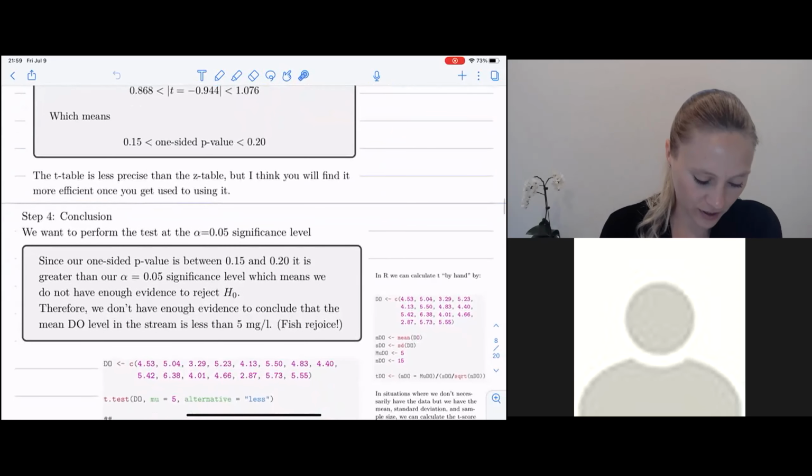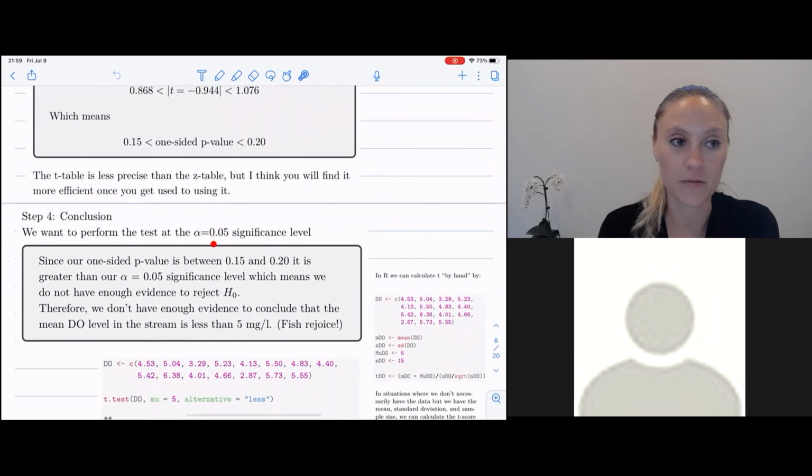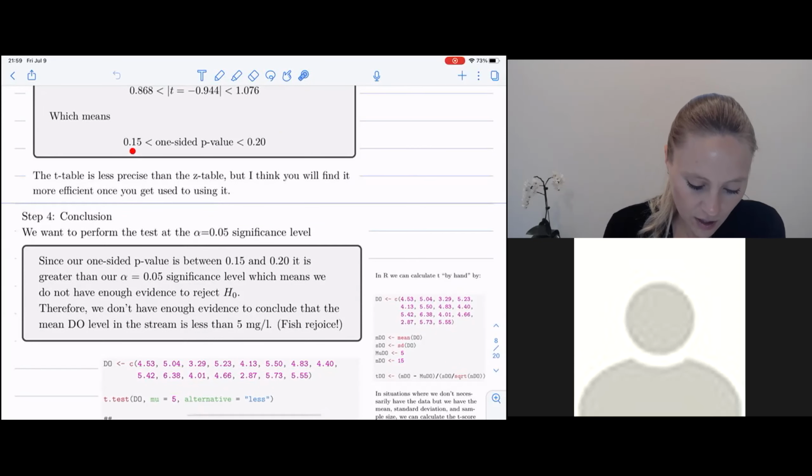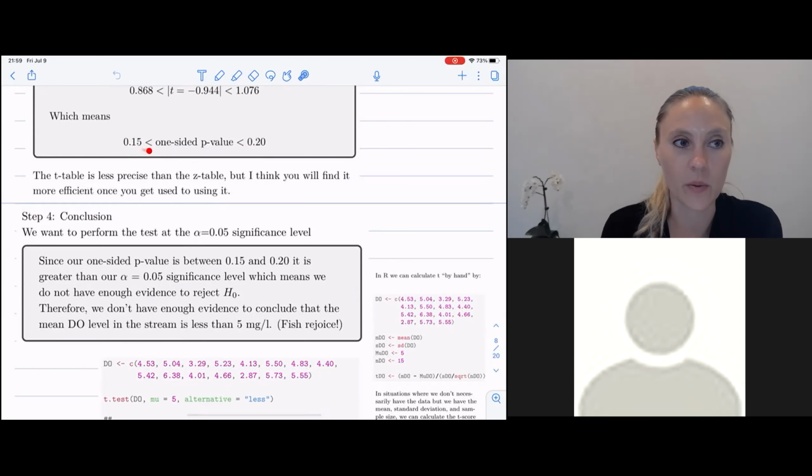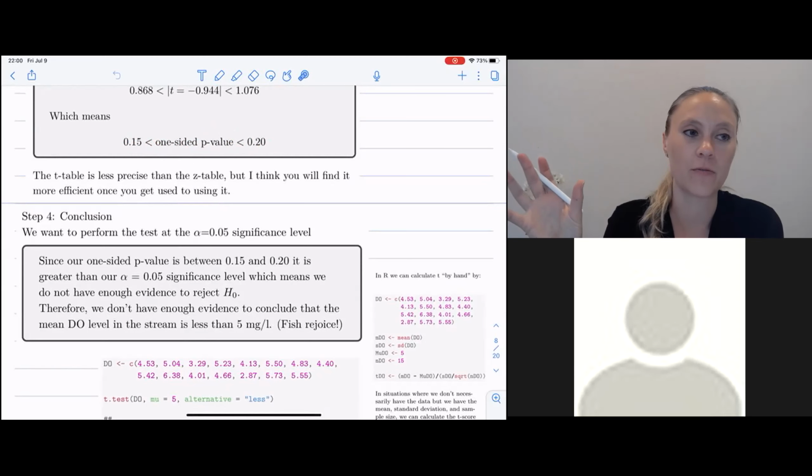So then for our conclusion, we were told to use a 0.05 alpha level. First things first, I have to compare my p-value to the alpha level. Is it less than the alpha level, or is it not less than the alpha level? Our p-value is somewhere between 0.15 and 0.2. Neither of these bounds is less than 0.05, so all I know is that it's somewhere above 0.05.